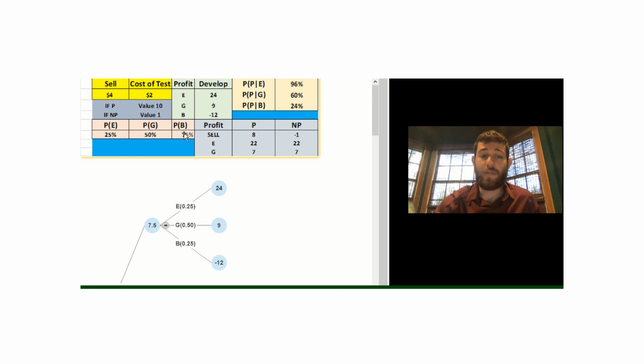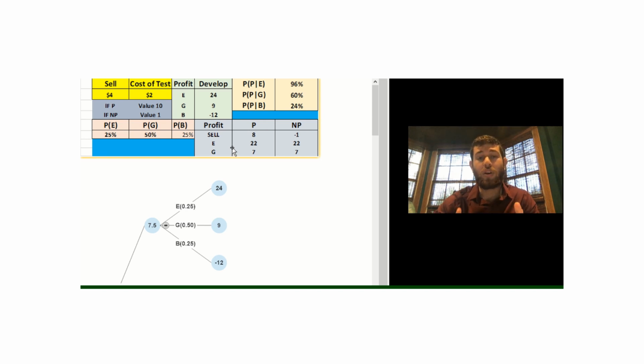But if we choose to test it, remember, the money that we make from the 24 million of excellent is going to be 22 because we had to pay $2 million for the cost. The same thing for the good, it's going to be 7. As well as the bad is going to lose 14 million because we lose the 12 million and the additional 2, assuming that we decide to develop.